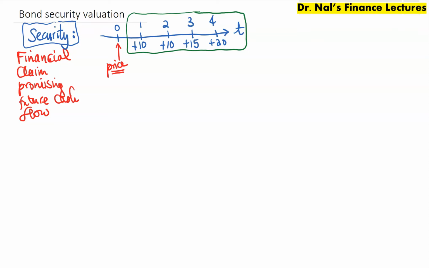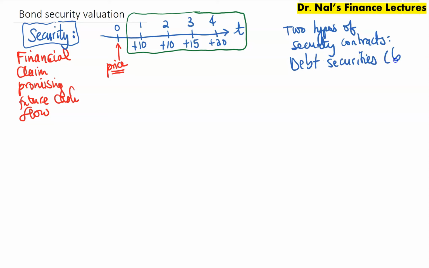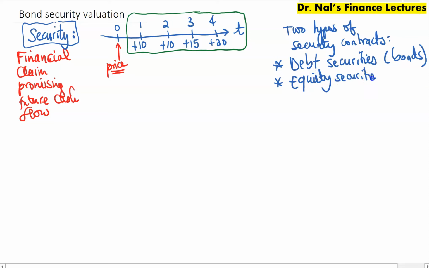in particular. There are two types of securities. Let me write them here. Two types of security contracts. The first type is bond securities, which we usually call debt securities. An example will be bonds. And the second type is equity securities. Equity securities. And we usually refer to them as stocks.